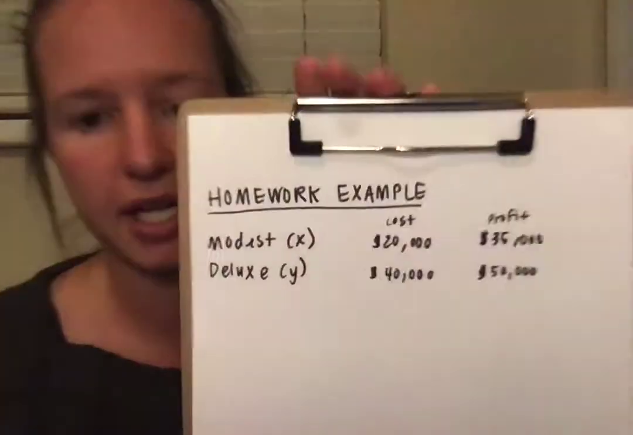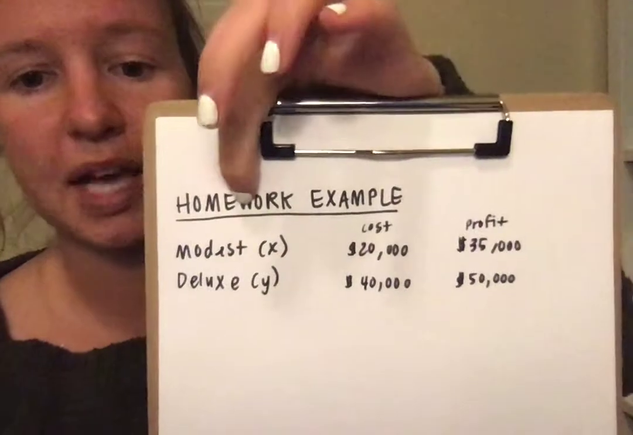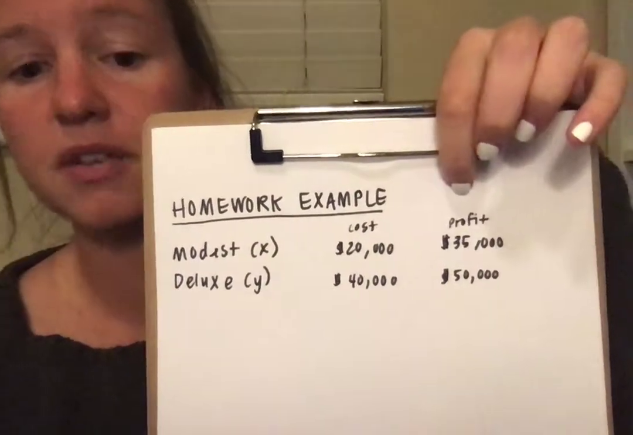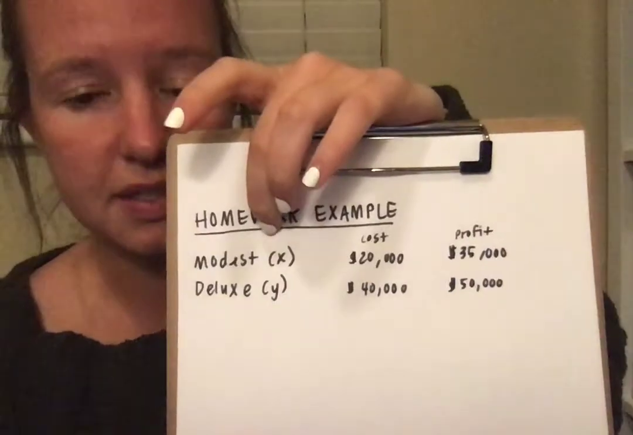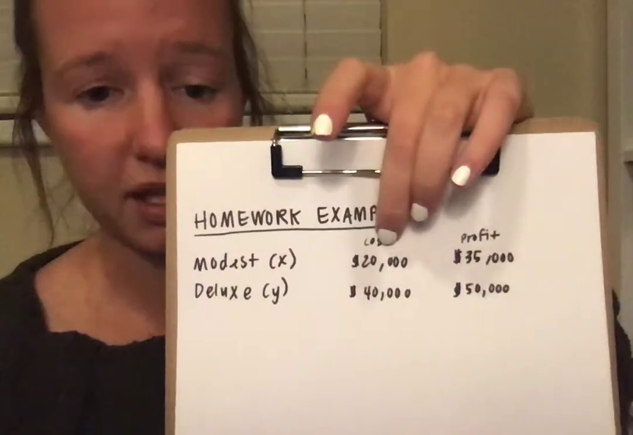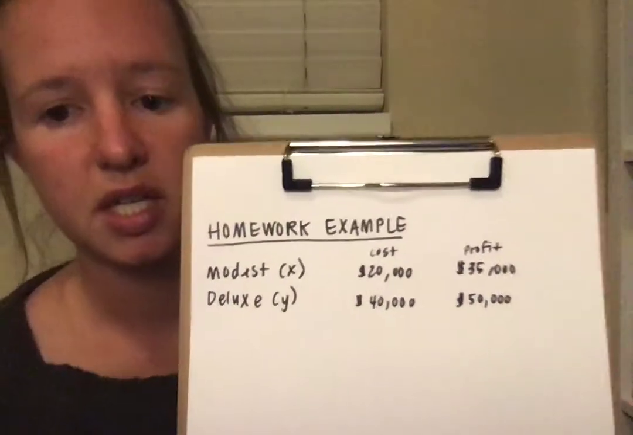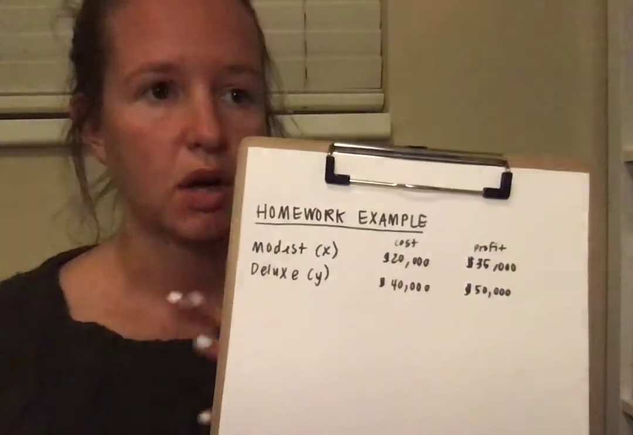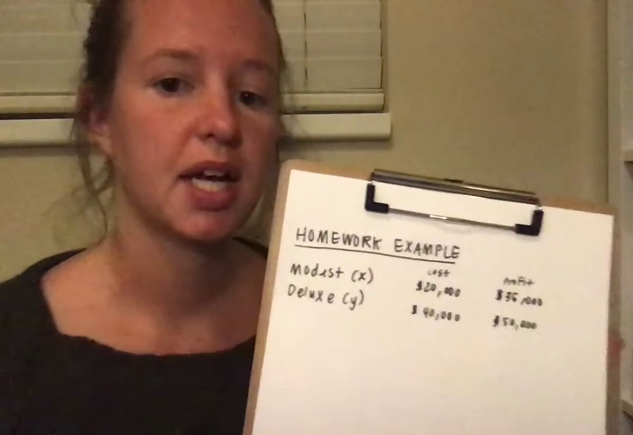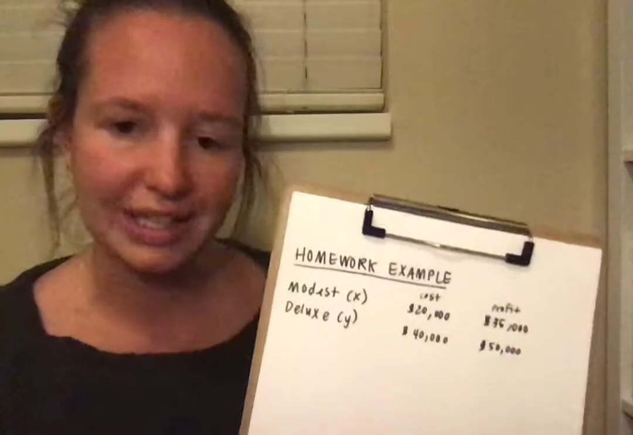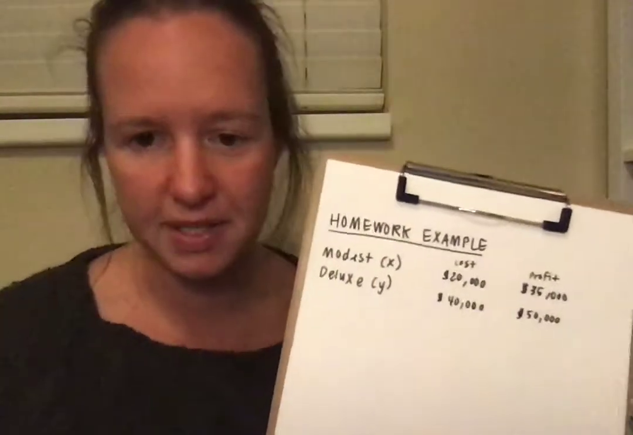The problem gives you this table right here, which I've written out. The modest houses cost $20,000, but you make a profit of $35,000. And then the deluxe houses cost $40,000, so more, but you make a higher profit, $50,000. Our job is to figure out how many deluxe houses and how many modest houses we should build so that we make the most profit. This is called a linear programming or an optimization problem, and I really like these.